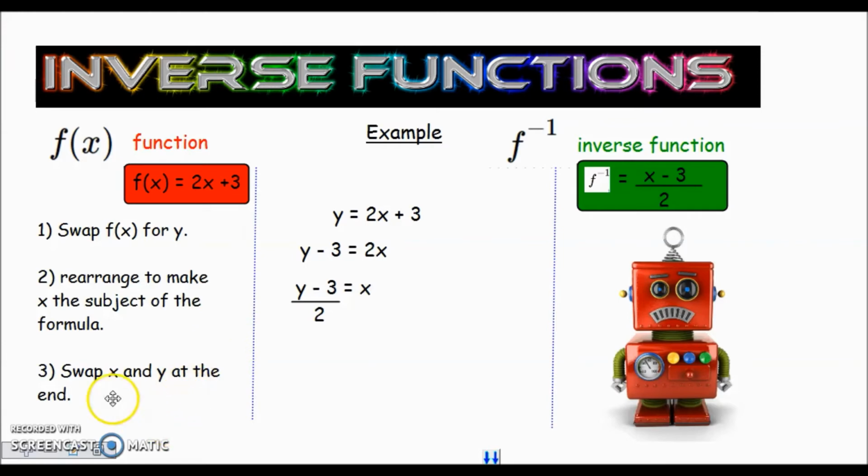Step 3 just says swap x and y over. So swap any x's that you have for y's, and it will look like this. So we'll swap the x's and the y's over, and now we have our answer. So this is our inverse function. This function here does the opposite to the original function, does the inverse. So we can simply write this part here as our answer. We might want to swap back the notation, so change the y to the inverse function notation, f to the minus 1. And that now says the inverse function is x minus 3 all divided by 2.